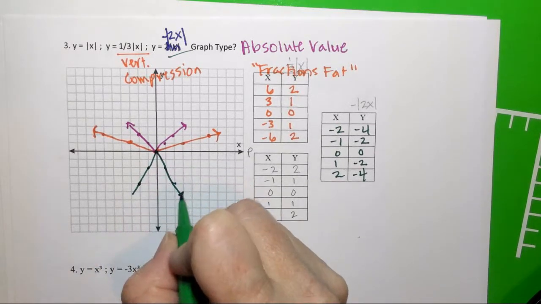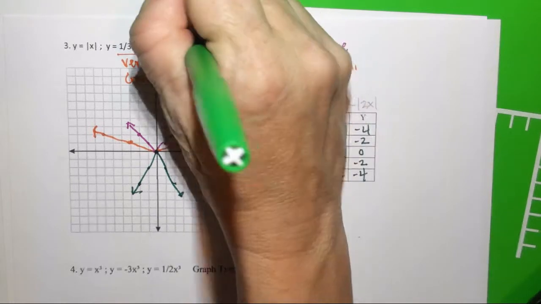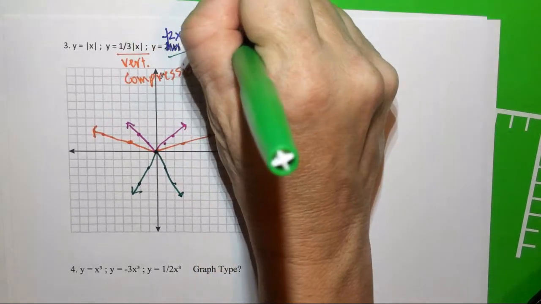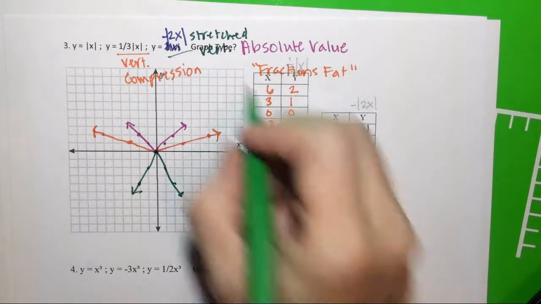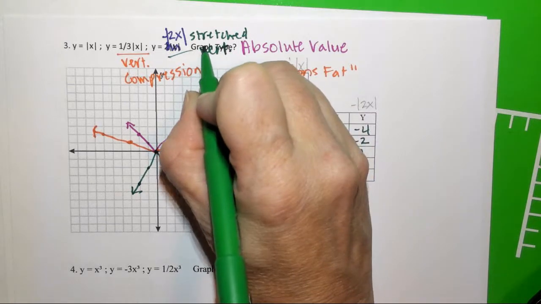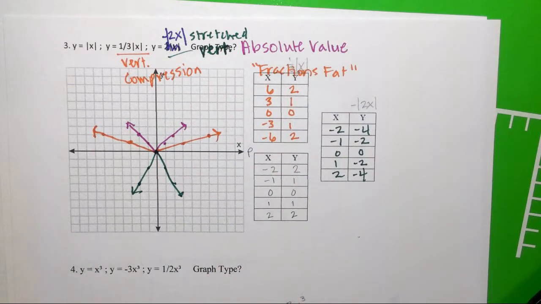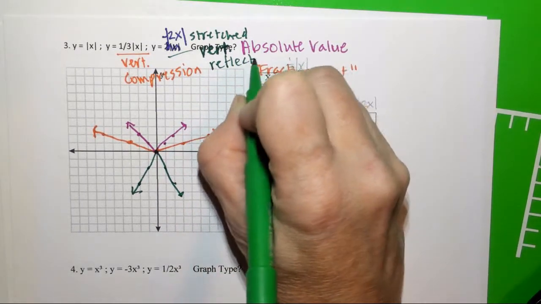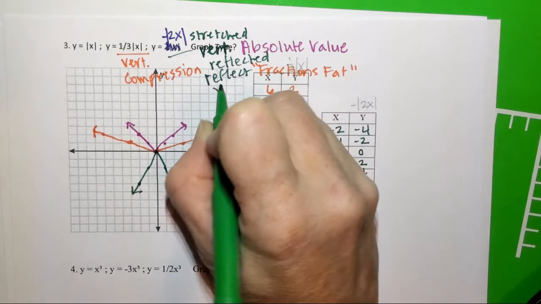And now what's happened to our graph? This is going to be stretched vertically, standing up tall. A vertical stretch. It's kind of hard to read that. And what else has happened? It has reflected which axis? Good. Reflect the y-axis.